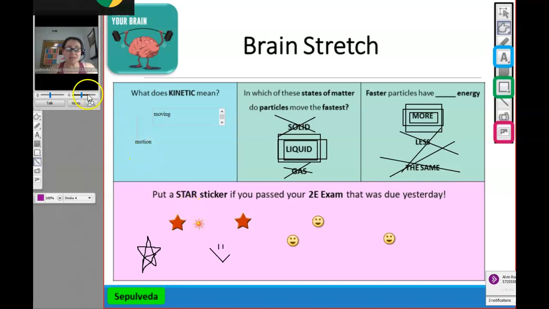What does kinetic mean? And the second is, in which of these states of matter do particles move the fastest? Is it solid, liquid, or gas? And then finally, faster particles have blank energy. And then at the very bottom, put a star sticker if you passed your 2E exam that was due yesterday.